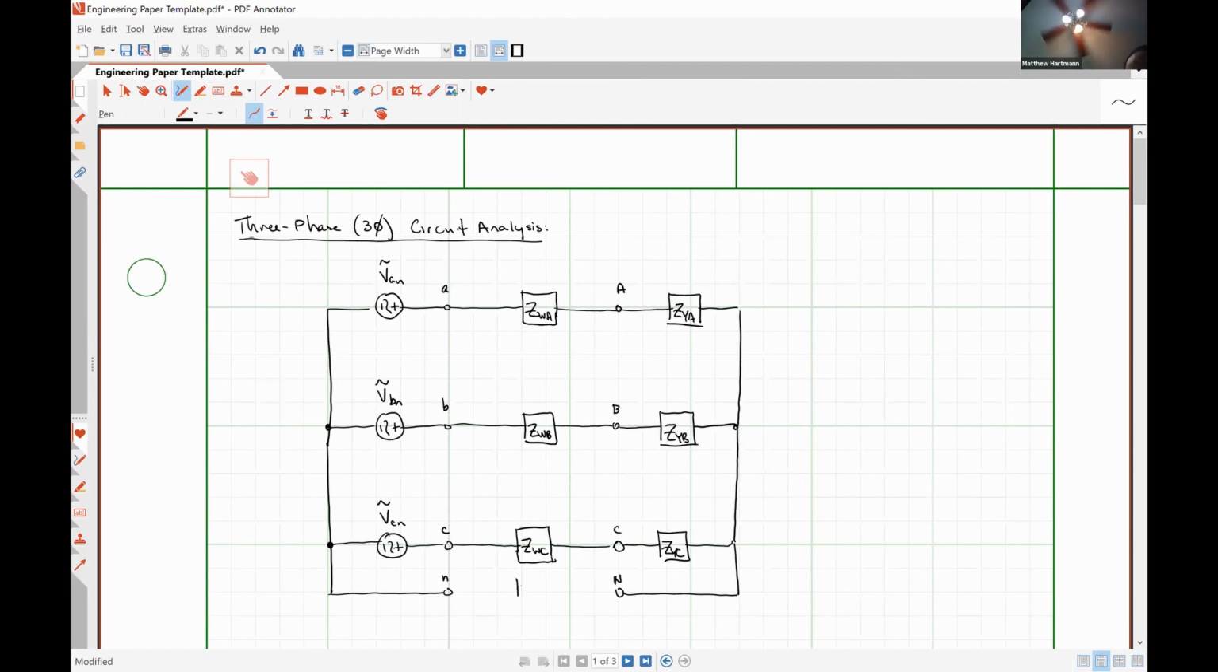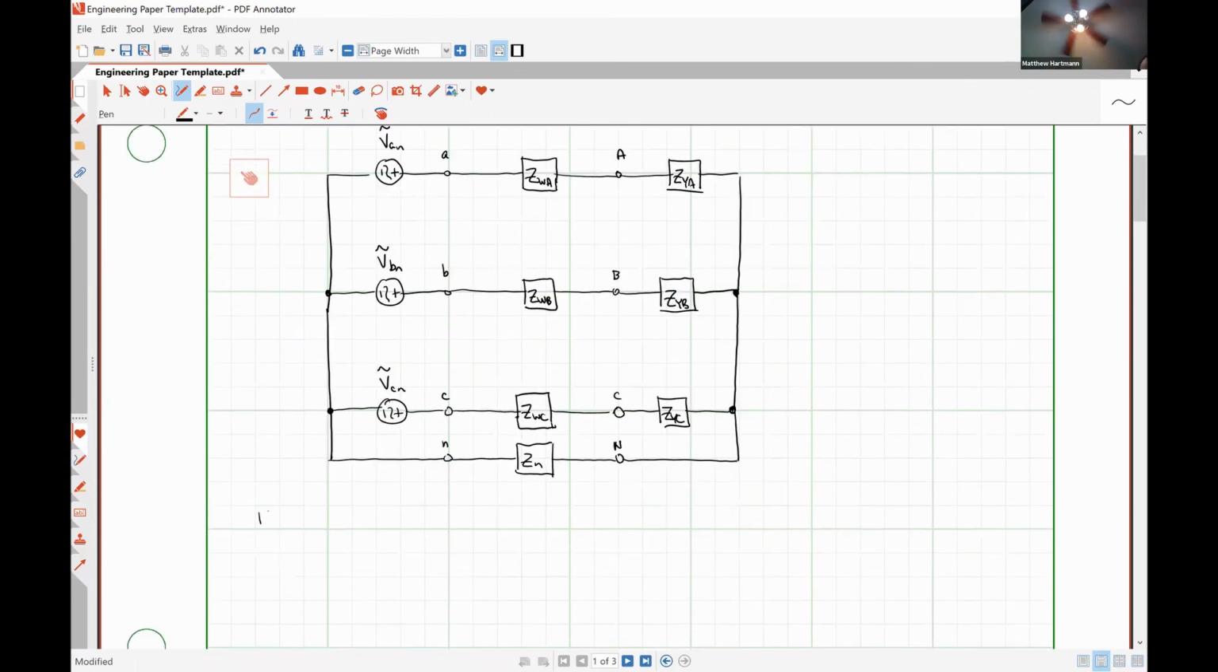And lastly, we are going to have a wire connecting our neutral terminals, which I'm going to call ZN, or that has some impedance ZN. So our neutral conductor may have some impedance. So we have a Y connected three-phase source and a Y connected three-phase load, where the intermediary is transmission lines. So let's talk explicitly about what it means if a circuit is balanced.